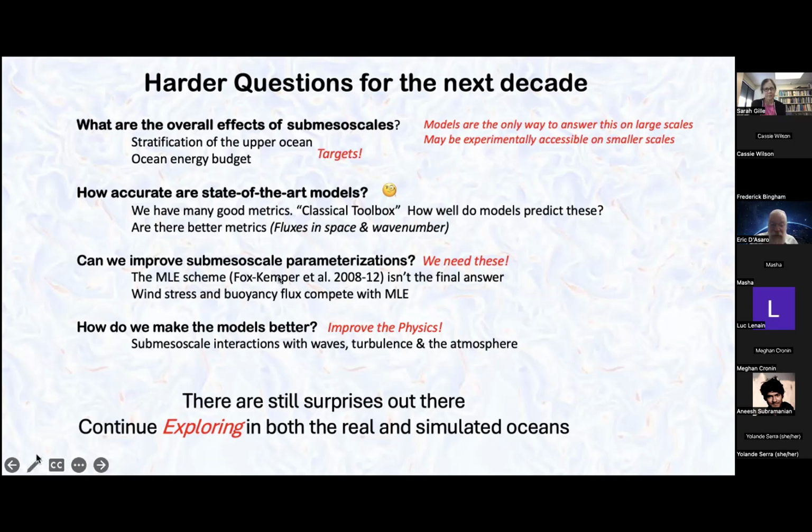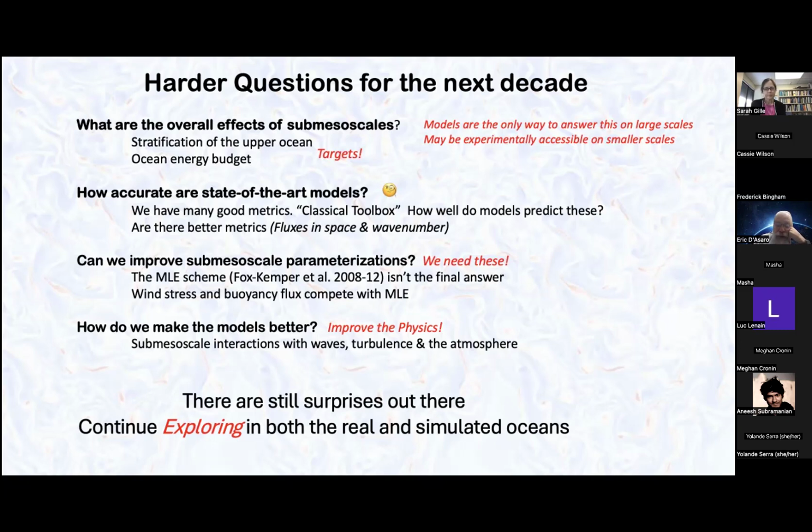And then finally, the question is, how do we make the models better? Well, the obvious answer is you improve the physics, and there's plenty of physics to be improved. In particular, the surface submesoscale, which is what I'm talking about here, not the stuff on the bottom, is in the ocean boundary layer. So all the things that affect the ocean boundary layer, surface waves, boundary layer turbulence with its complexities, and the atmosphere, they all are interacting with the submesoscale.